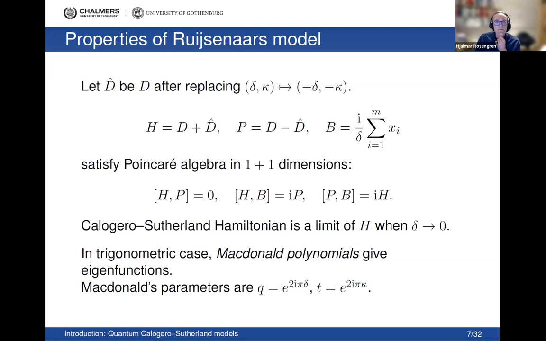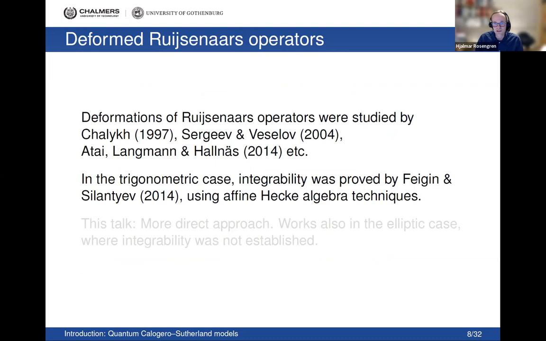And then you could play both these games. You could deform the Rosengren operators. So that was studied first by Chalmers and then by other people. And in the trigonometric case, integrability of this model was proved not that long ago by Feigin and Silantyev, and they used some affine Hecke algebras to get that.